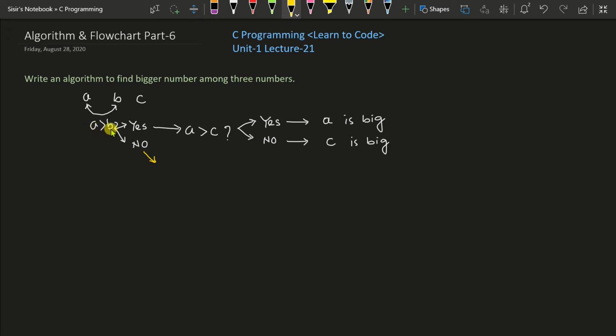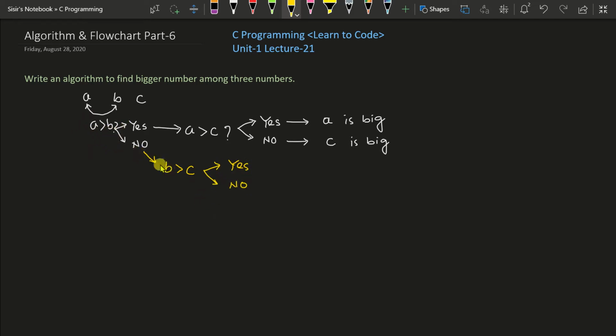Okay. So if B is bigger than A and our problem says we have to find out the bigger number, we have to compare B with C. So what I am going to write is: B greater than C? Is B greater than C? There will be two situations: either it will be yes or it will be no. We will consider one by one.